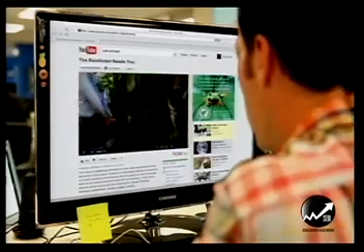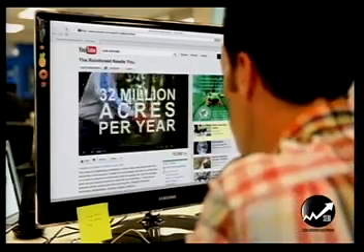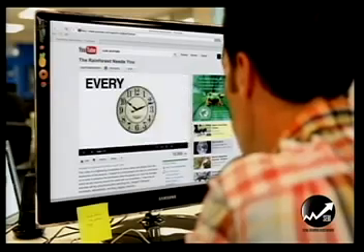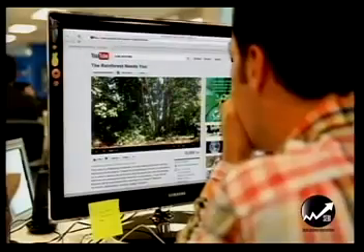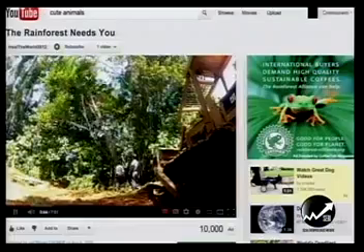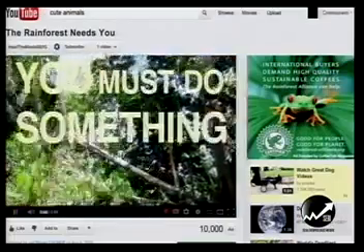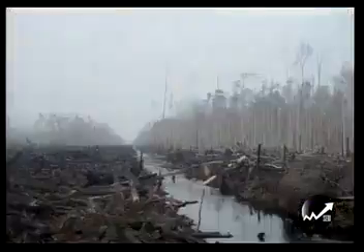One day you see that the rainforest is being destroyed at a staggering rate of 32 million acres a year. That's the equivalent of one football field every 78 seconds. You feel bad, angry, guilty. You've been apathetic for too long. You want to do something about it. You must do something about it.